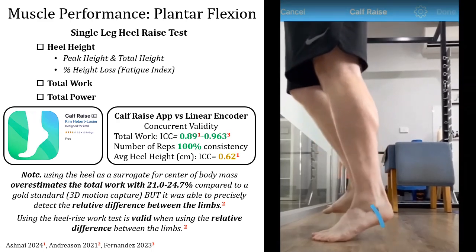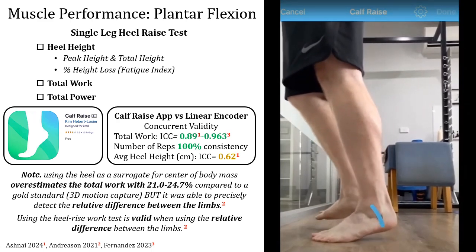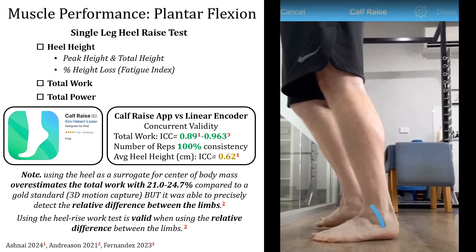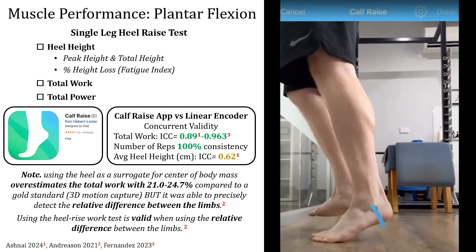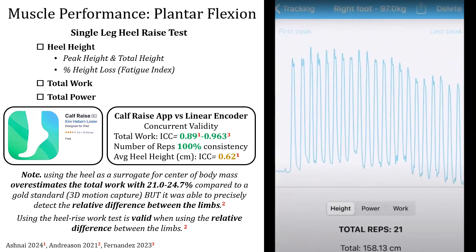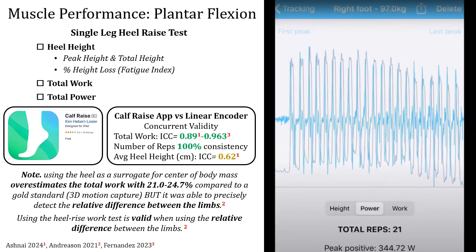It's also important to note that total work is a more granular and more valid metric to determine disability after Achilles rupture and or repair than is heel height or number of repetitions alone.